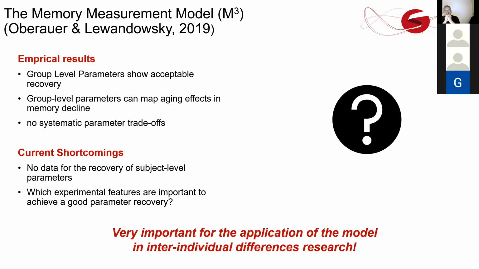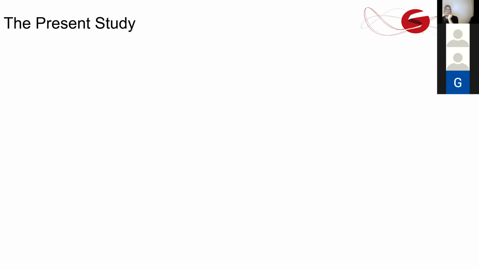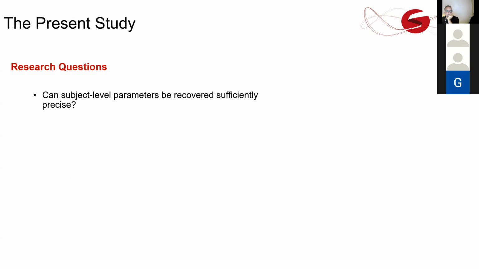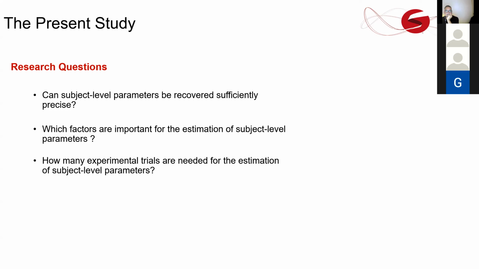So now our question is, which experimental features are important to achieve a good parameter recovery? And this is very important for the application of the model in inter-individual difference research. Therefore, we wanted to investigate 3 main questions in our study. Can subject level parameters be recovered sufficiently precisely? Which factors are important for the estimation of subject level parameters, and how many experimental trials are needed for the estimation of subject level parameters?